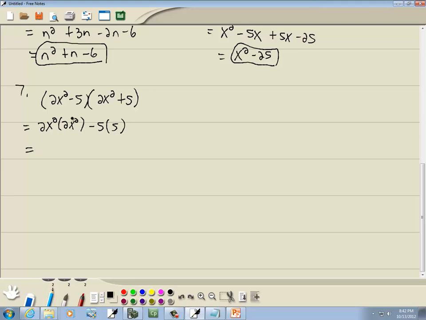Again, if you don't see it, no problem. If you multiply everything together, your middle terms will drop away anyway. Well, 2 times 2 is 4. x squared times x squared, you add the exponents, and that gives us x to the fourth. Minus 5 times 5 is 25. And that's our answer.